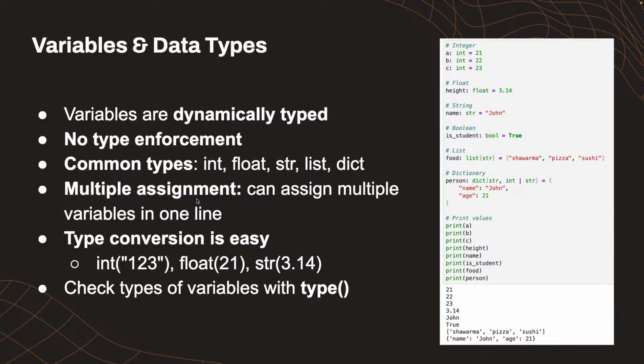Another thing is you can do multiple assignment. So for example, you can see, not in this one, but you can do A, comma, B, comma, C is equal to 1, 2, 3. You can do that as well in Python. You can also do type conversion with int, float, and string. You just have to do, say, int and then the variable or the string, and it converts it for you. And you can also check the type of variables with the type function. You just have to put the variable or the input inside those brackets, and then you can print it to see what type it is.